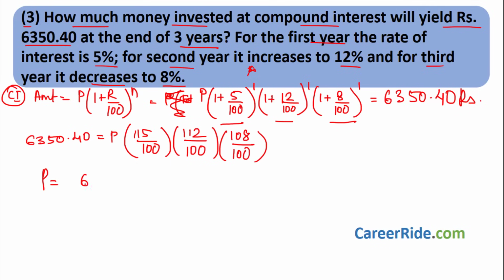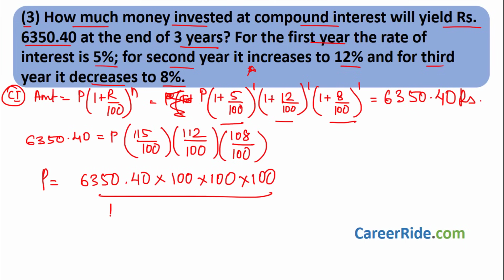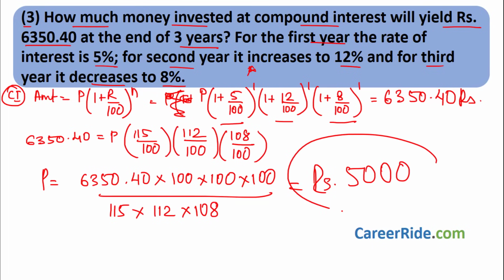So P would be equal to 6350.40 multiplied by 100 into 100 into 100 divided by 115 into 112 into 108. On simplifying this, we will get 5,000 rupees as the answer. So when we invest 5,000 at various compound interest rates, we will get 6350.40 rupees at the end of 3 years. Moving to question number 4.